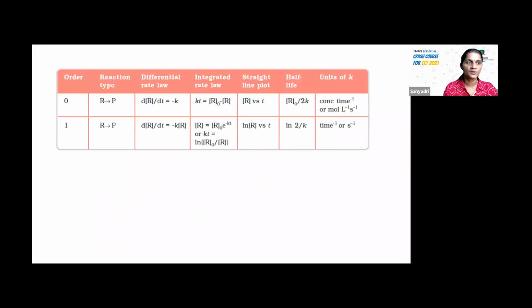Now, whatever we have studied is summarized here. If the order is 0, then the reaction type is this. Differential rate law is minus dR by dt is equal to k. That minus sign is taken to the right side. Kt is equal to R naught minus R. Then a straight line we get when R is plotted versus t. Then R naught by 2k is the half-life, and units of k is concentration per time, or moles per liter per second, right? If it's a first order reaction, then these are the results. That's what we have studied, units of k.